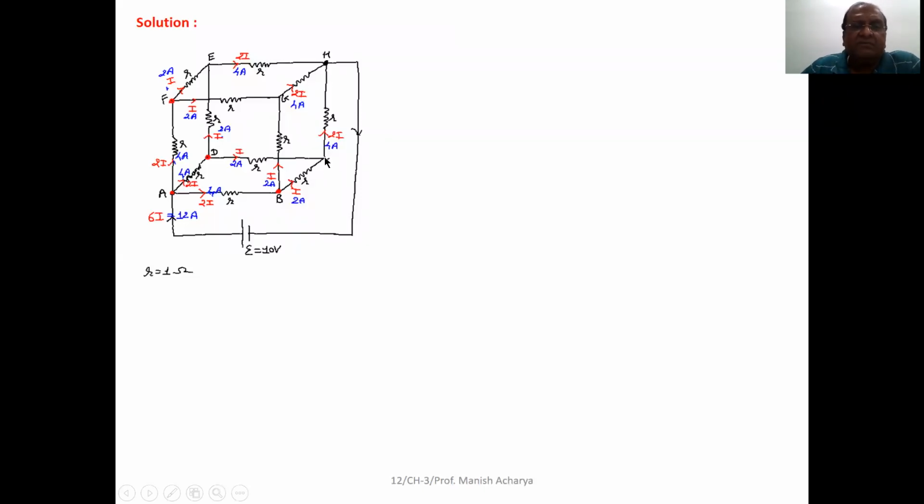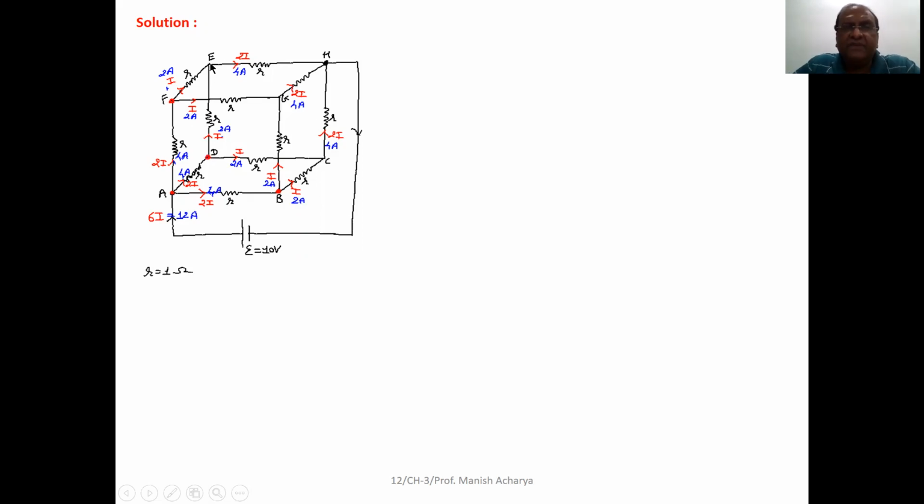Now here, suppose we think about junction C. Then D to C and B to C, I current each, resultantly 2I current enters junction C, and when it leaves C, in the branch C to H we will get 2I current. Similarly, I current enters junction G. So when it leaves junction G, then in the branch G to H, again the current will be 2I.